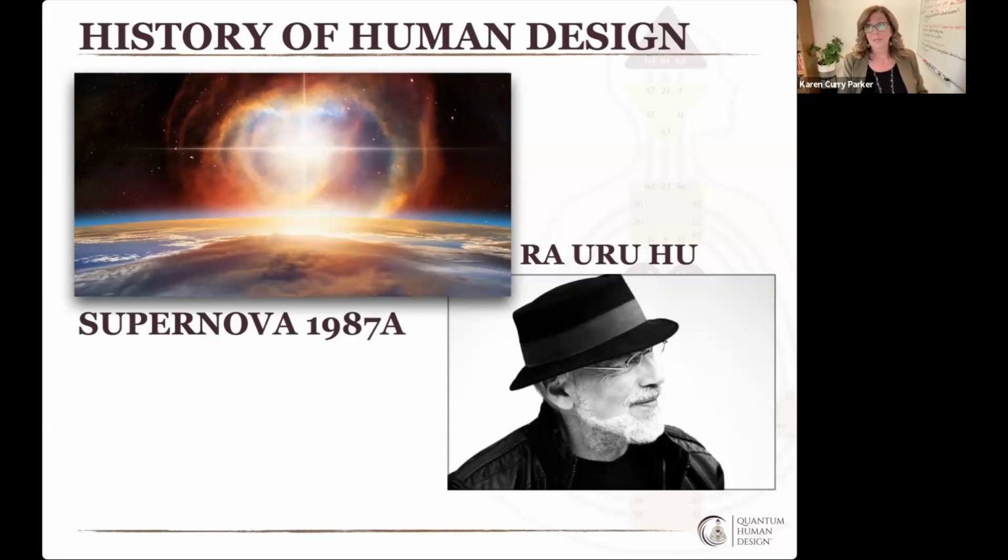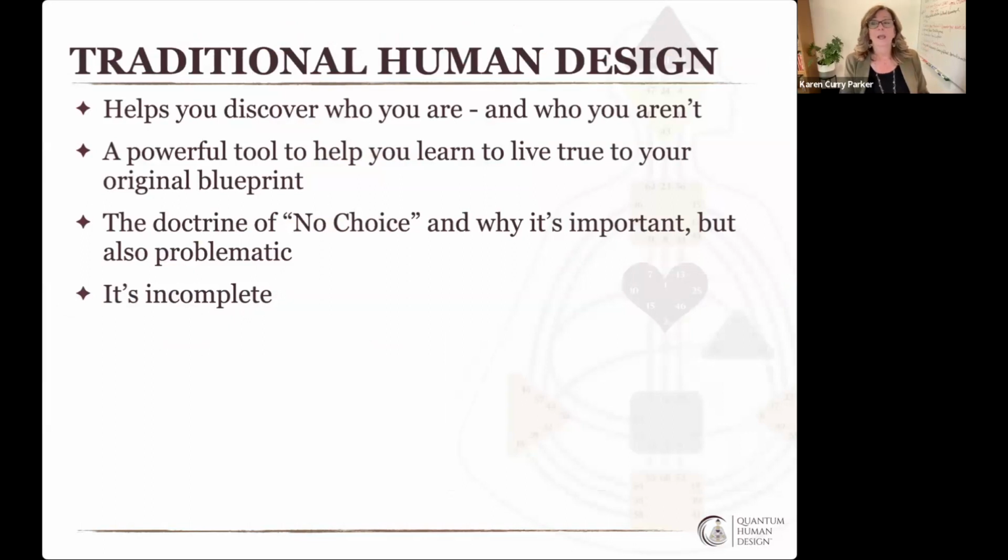And as I said in the beginning, he received it and it was his job to be the messenger to share the system with the world. But as he used to always say, we all got it. It's in all of us. And in 1987, we all received it in the neutrino stream, which is a stream of information that hits the planet. And in traditional human design, we talk about how the neutrino stream actually activates your human design chart.